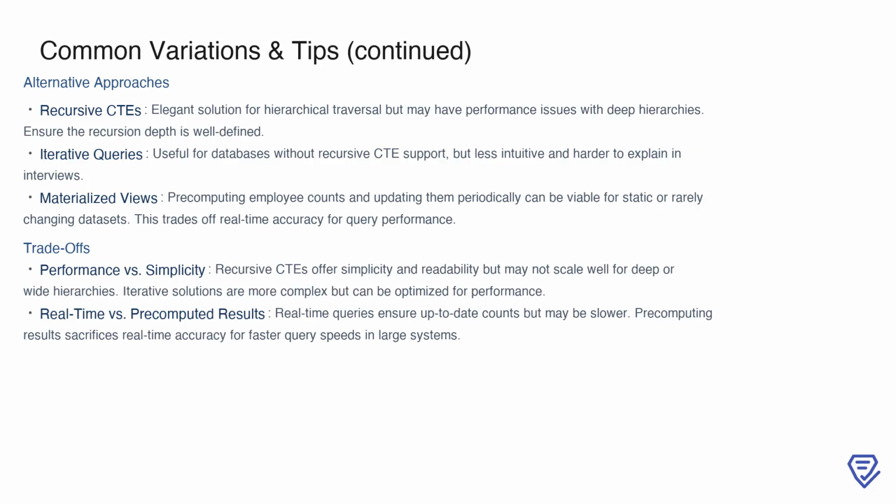When deciding on the best approach, you'll need to weigh the trade-offs. Recursive CTEs offer simplicity and readability but may not be the best choice for extremely large or complex hierarchies. Iterative solutions, while more complex, can be optimized for better performance. Similarly, there's a balance between real-time results and pre-computed data. Real-time queries ensure the most up-to-date counts but may be slower, whereas pre-computed results provide faster query speeds but sacrifice immediate accuracy. Understanding these trade-offs is key to selecting the right solution for your specific use case.